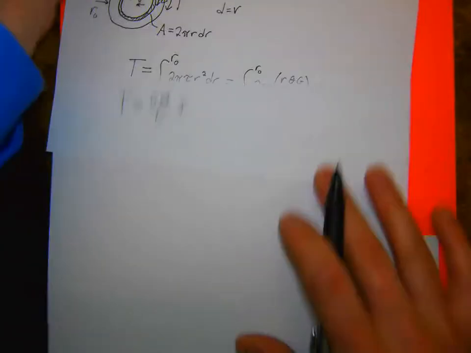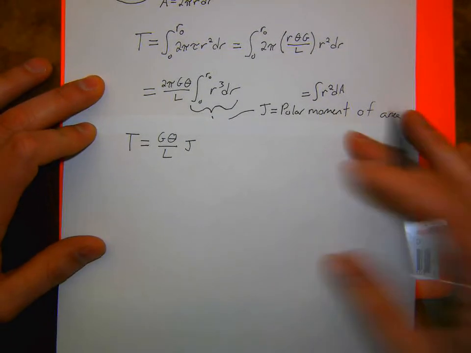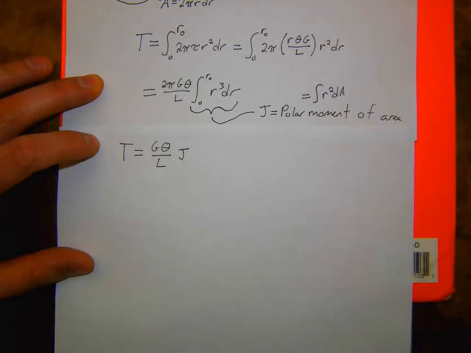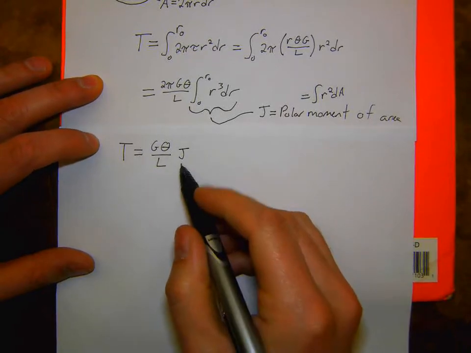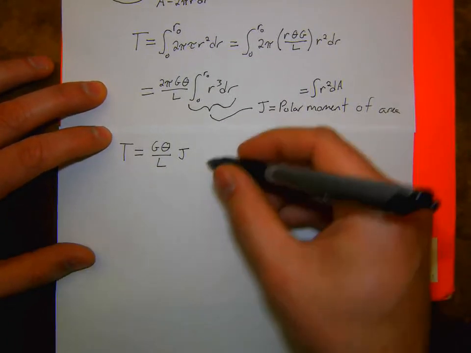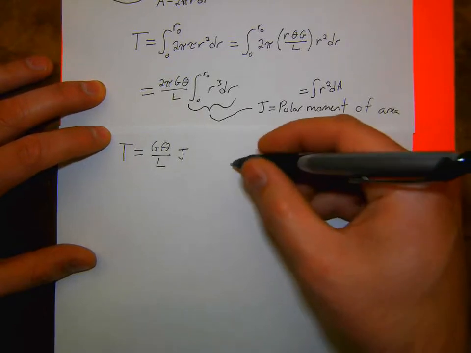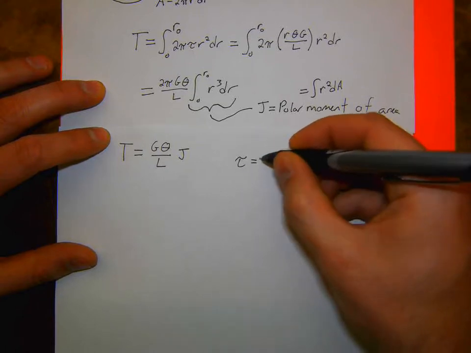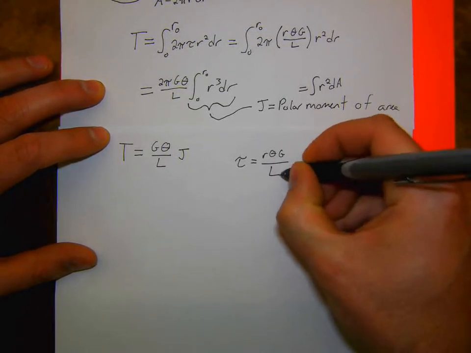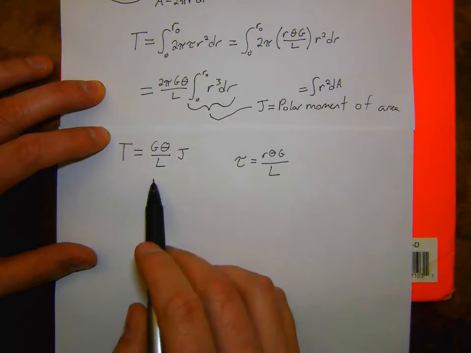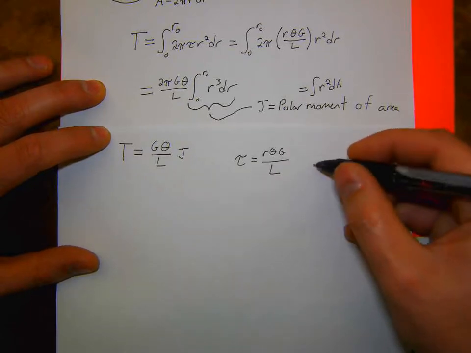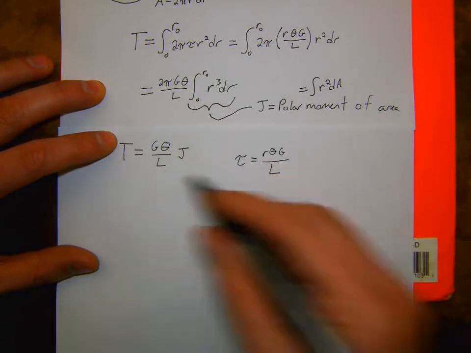Where this J is my polar moment of area, similar to the second moment or area moment of inertia for a beam in bending. Now we're just using J instead of I. I can take back and say my tau is equal to r theta G over L. So I have a G theta over L. G theta over L is equal to tau over r. So this torque now, in terms of my shear, is tau J over r.